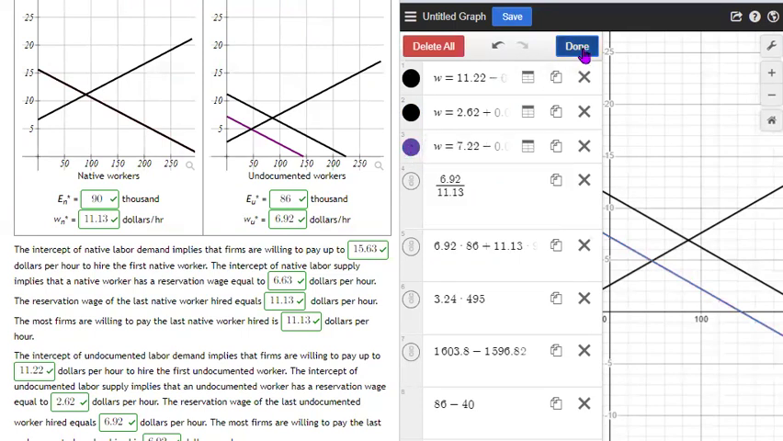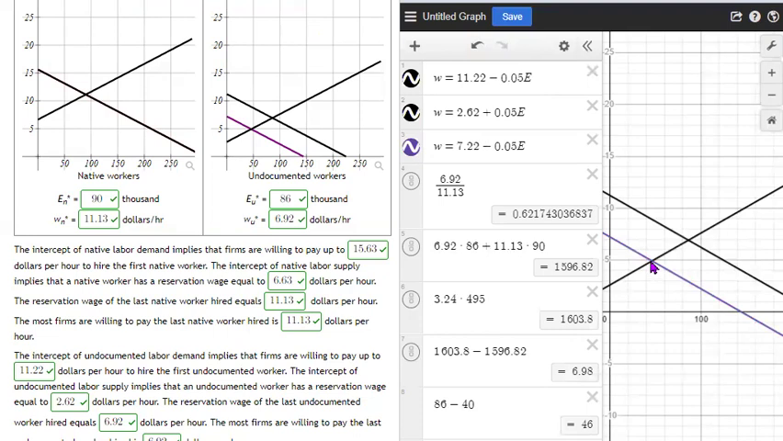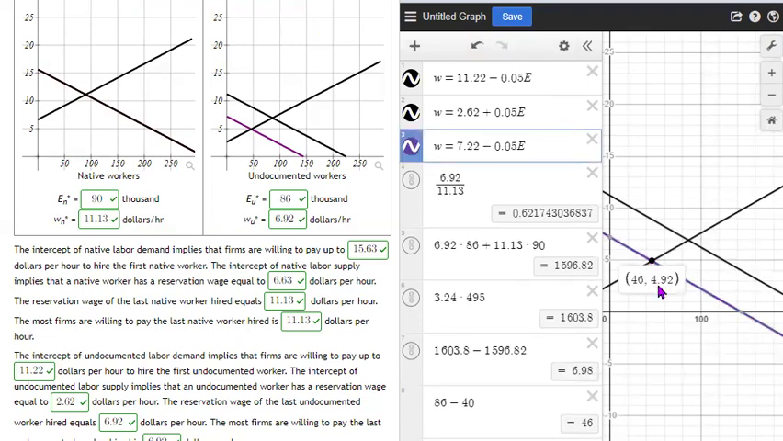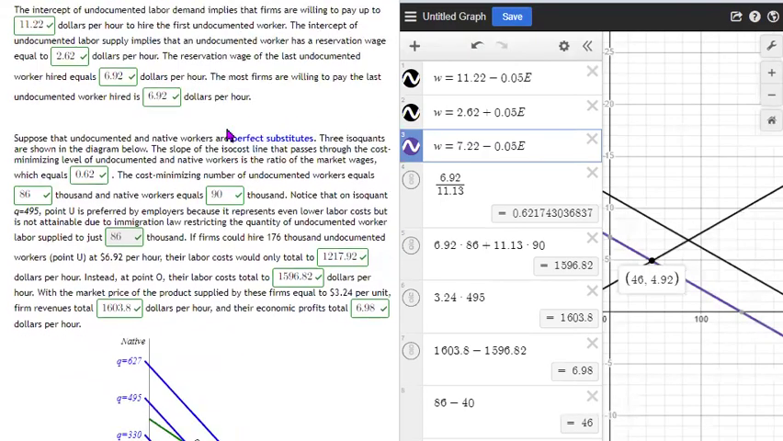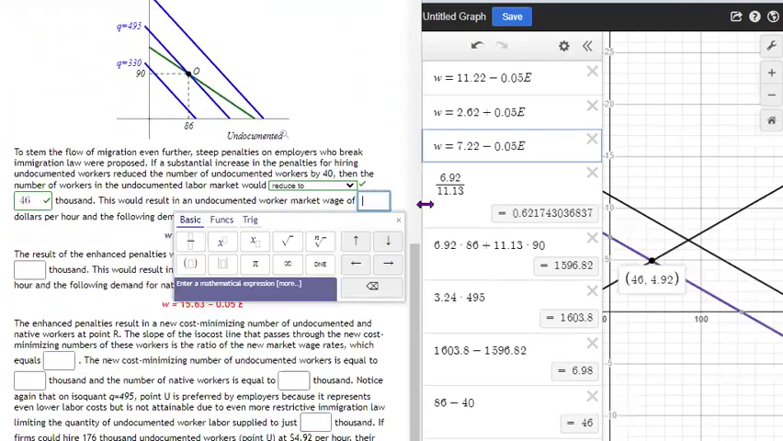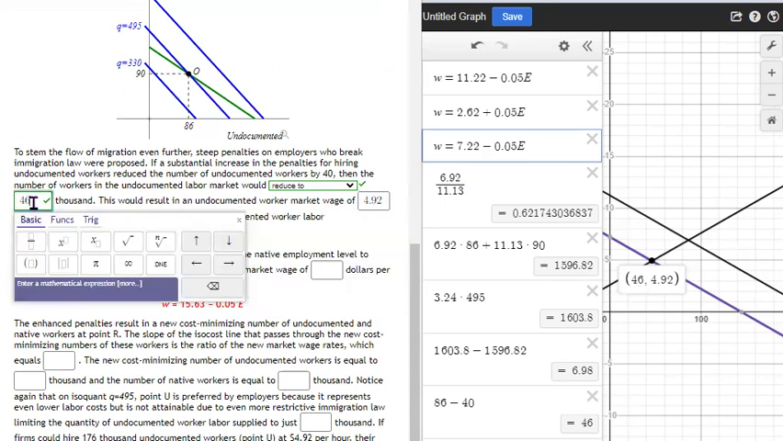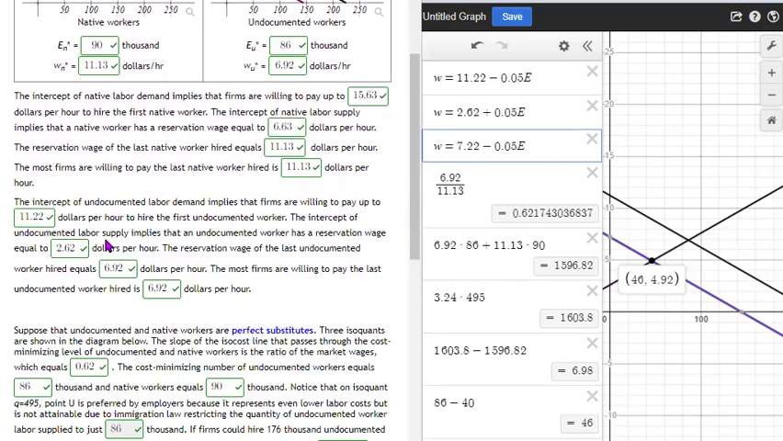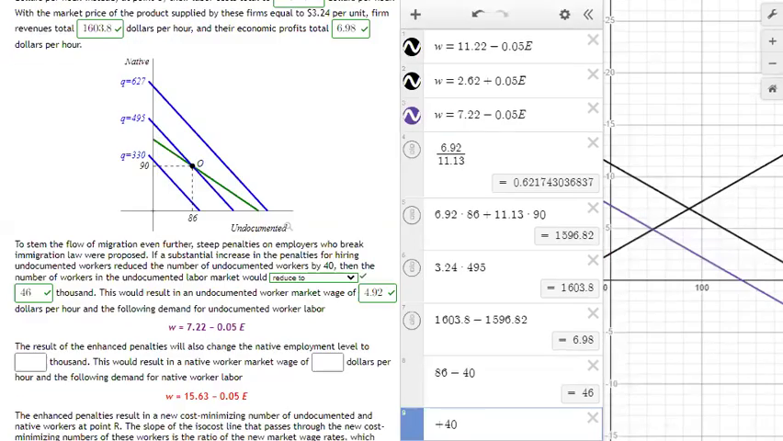Okay. And I'm going to click on this to get the new wage rate. The new wage rate is $4.92. It's just under $5 an hour, right? So it's just under $5 an hour. It's $4.92 per hour. And only 46 undocumented workers are able to get a job. 46,000, right? The result of the enhanced penalties will also change the native employment level to what?